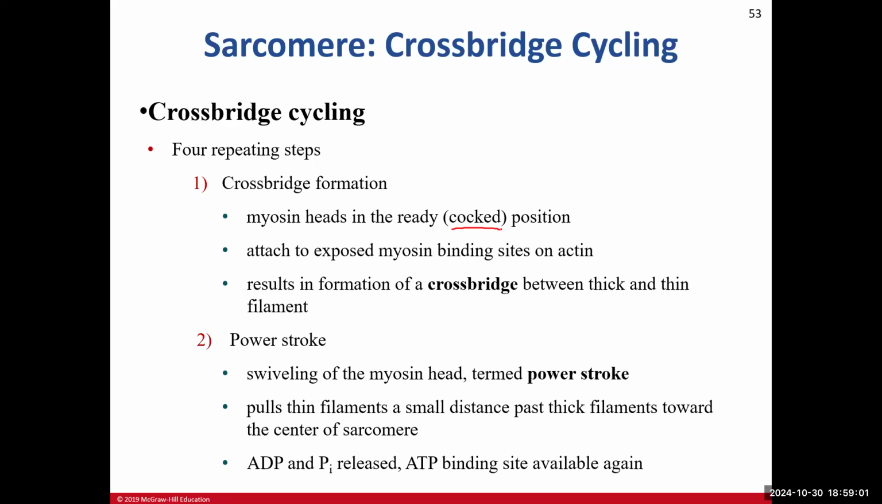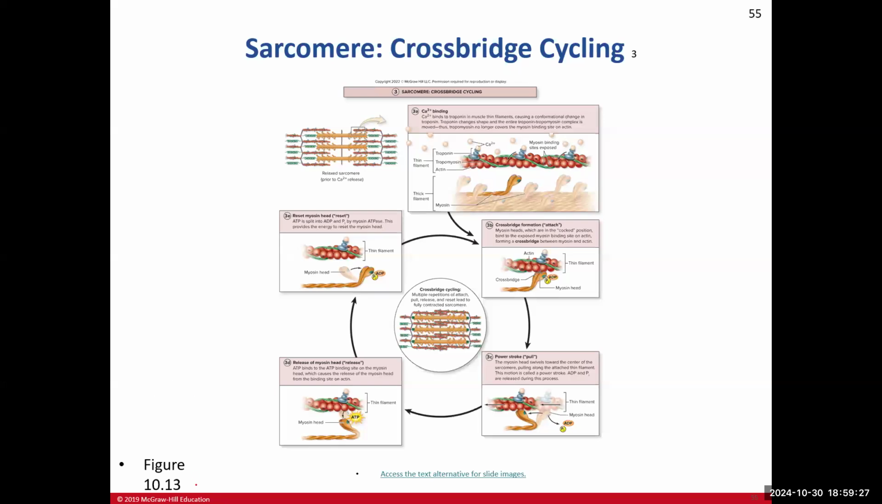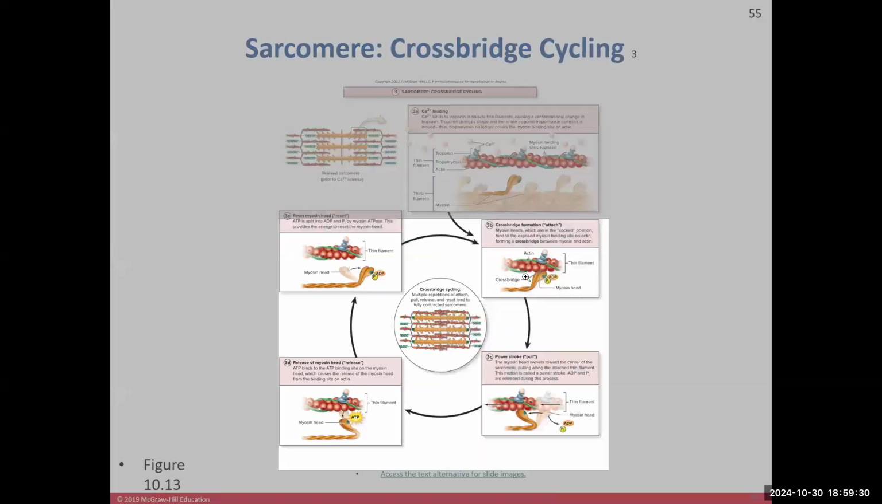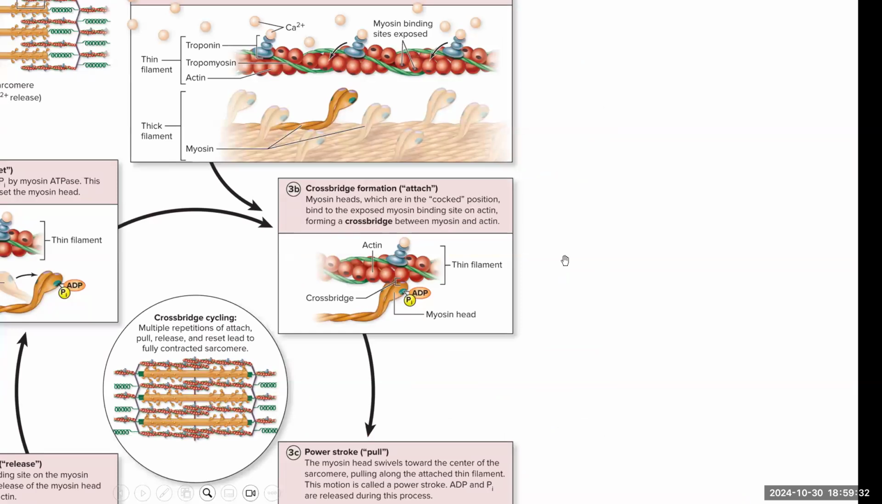So the myosin head's in the cocked position. We have the myosin binding sites exposed. We took care of that with the calcium. And now what we're going to see is the myosin head extend itself out and attach onto these binding sites on actin. When it does that, we've created what we call a crossbridge. Let me show you a picture. There you go.